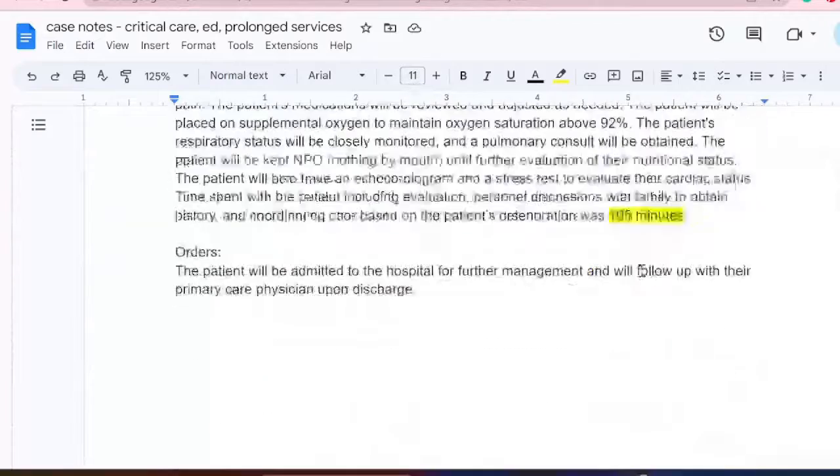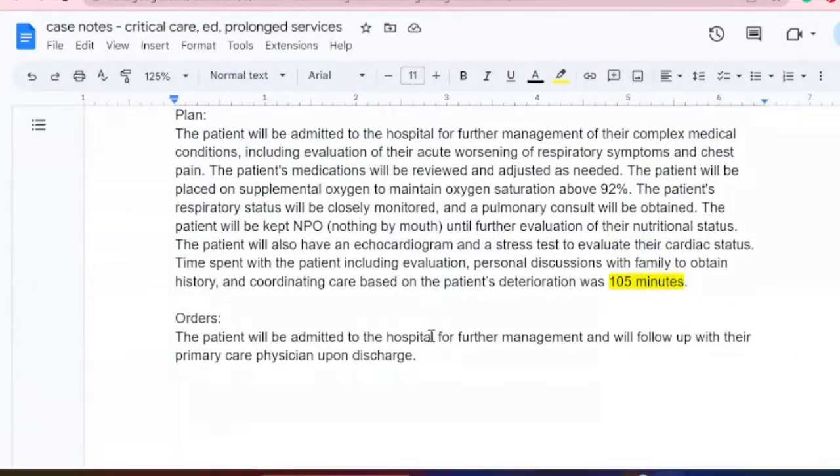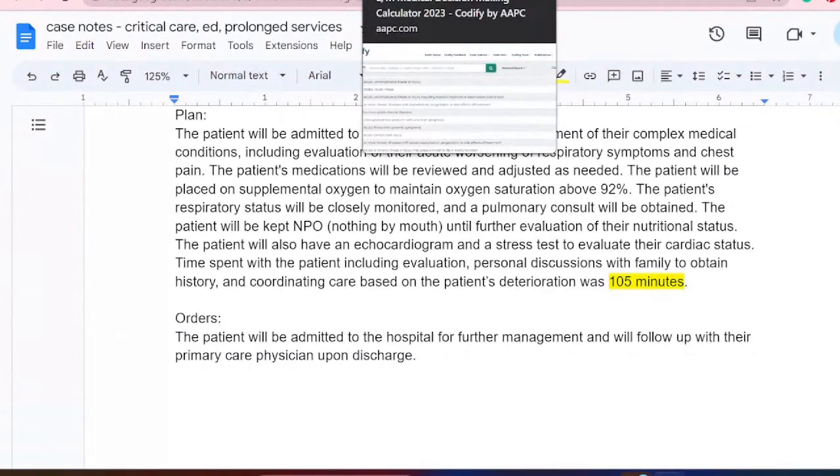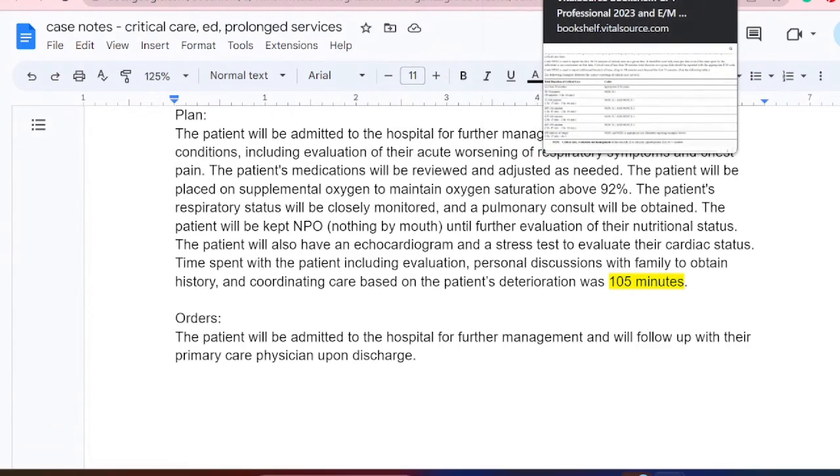It says patient will be admitted to the hospital. So this was an admit code. And the time for the admit code is 75 minutes. We are billing for 105 minutes. So when we see something that's more than the max for that code, we have to look at our prolonged services. Let me just bring up my CPT book for you.